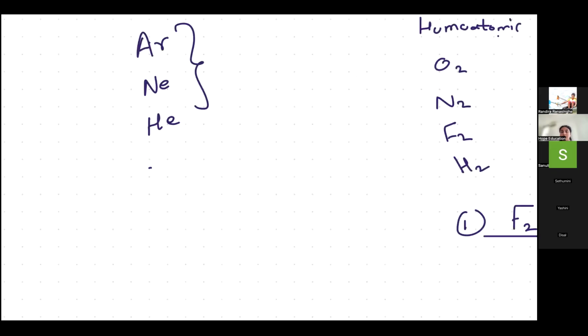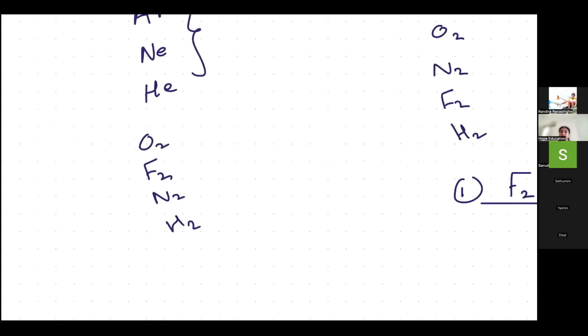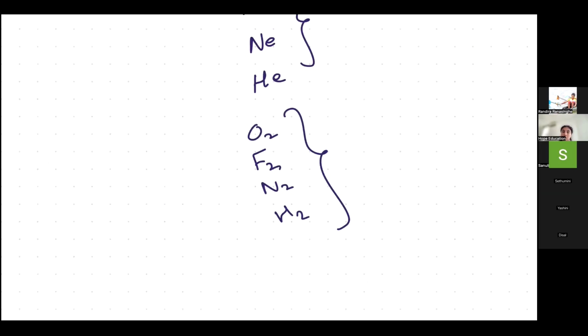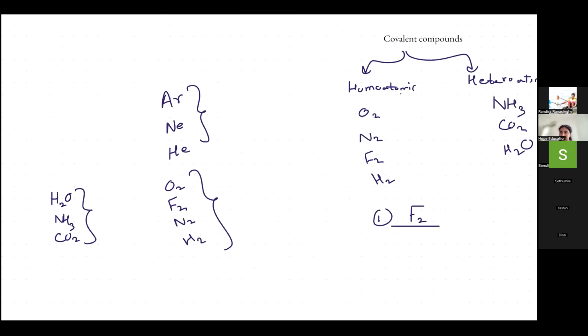If you take oxygen, fluorine, nitrogen, hydrogen, these gases are made of two atoms. They are diatomic gases. Then if you take water vapor, ammonia, carbon dioxide, these are made of many atoms. So we call them polyatomic gases. That is a different situation. Okay, is it clear?